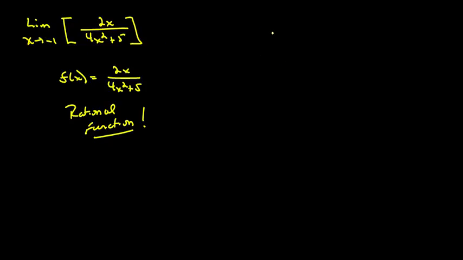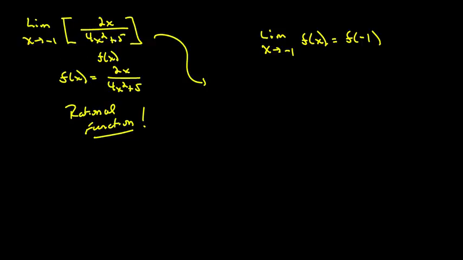The idea of a function being continuous is that if a function is continuous, the limit as x approaches x naught of f of x is actually equal to the function evaluated at x naught. So here, instead of x naught, we're using -1. All we have to do is evaluate this. The limit of f of x is equal to f at -1, which is 2 times -1 over 4 times -1 squared plus 5, which is -2 over 9 as well.